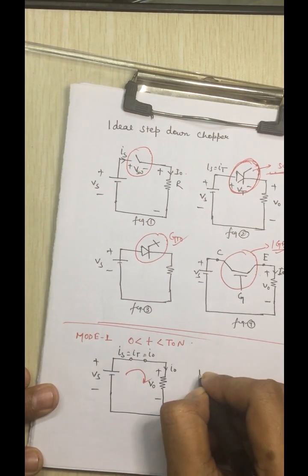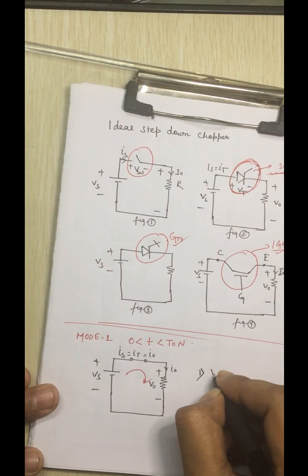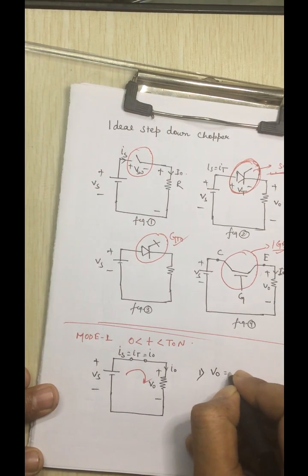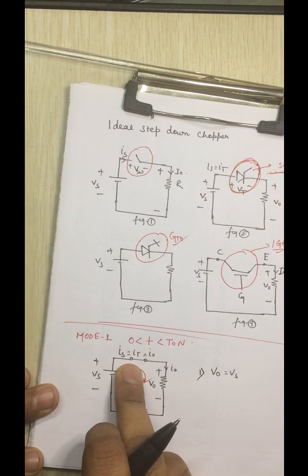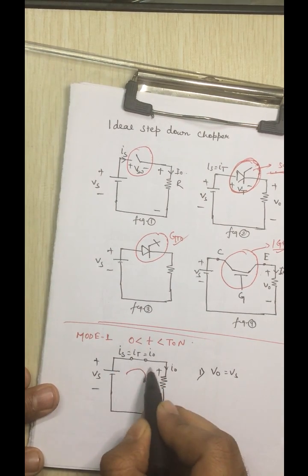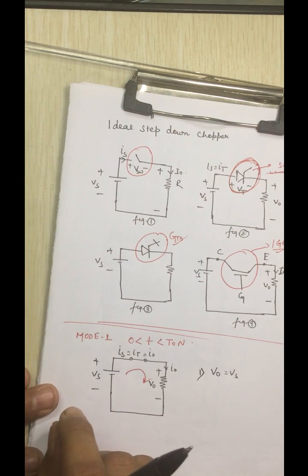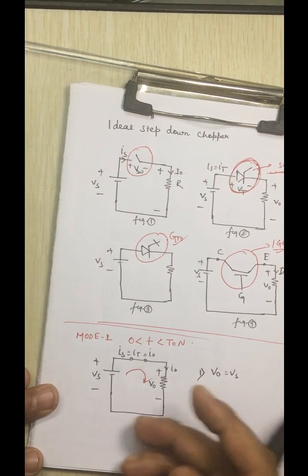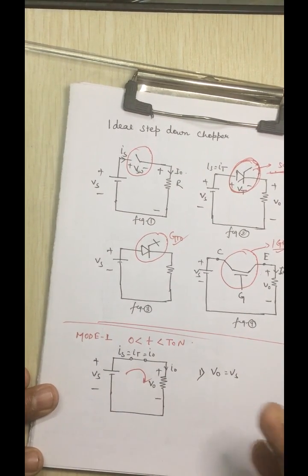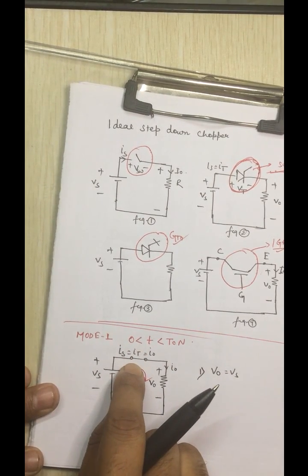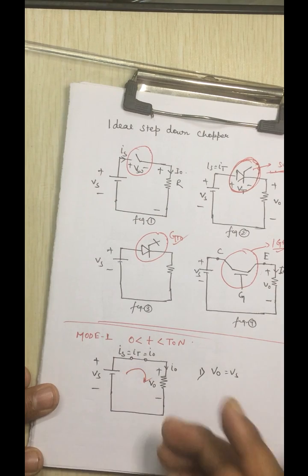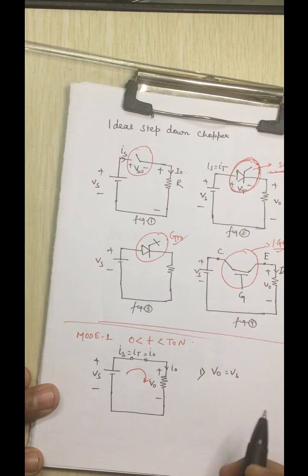We are able to see that V output is equal to Vs. We are assuming the ideal switch, which means there will be no drop across the switch. So there will be no time delay during the turn on and no time delay during the turn off. Instantly it will turn on at t equals 0, and instantly it will turn off in the next half cycle.